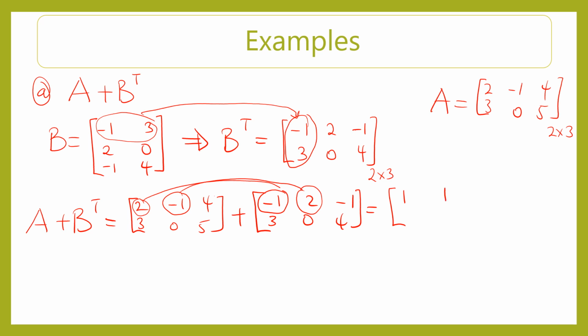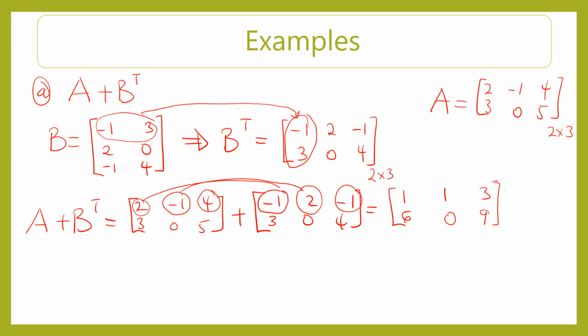Then the next one, A13, we add it to B13. That's 4 - 1, that is 3. For the rest, the next one will be 3 plus 3, which is 6, 0 plus 0, which is 0, and 5 plus 4, which is 9. So that is A plus B transpose.